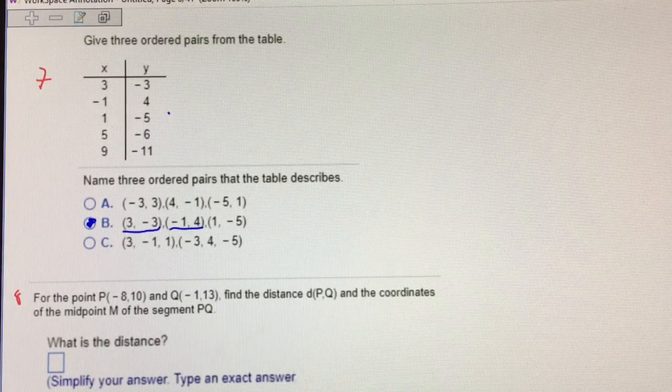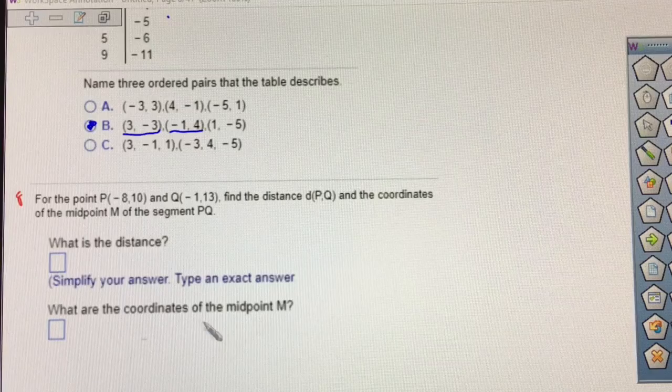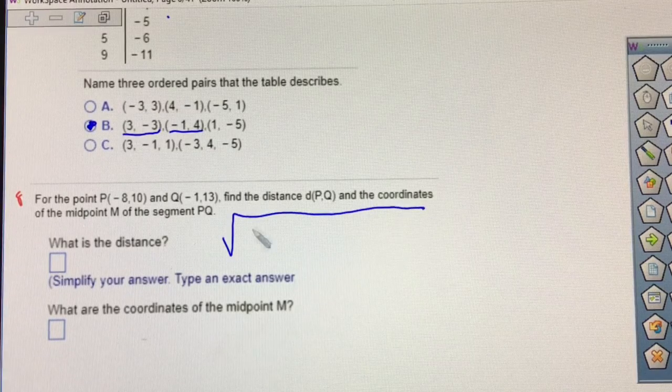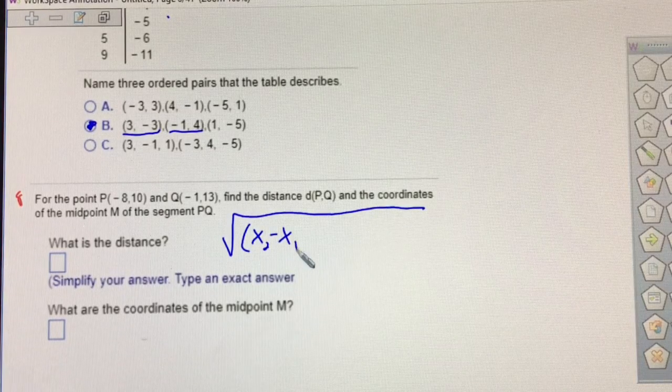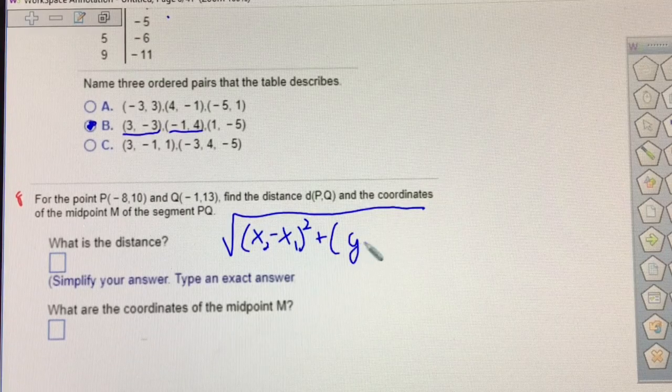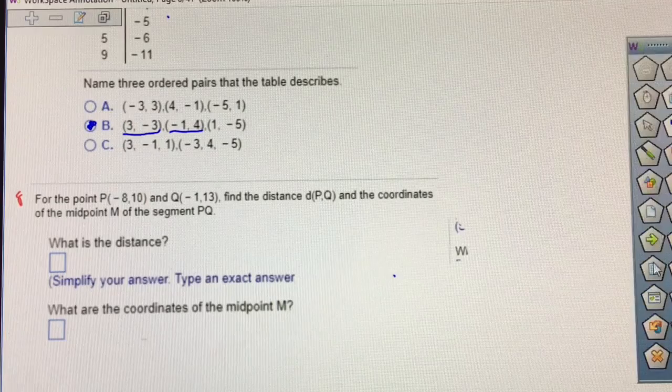This one here, number 8, that's the distance and the midpoint. The distance formula is going to be the difference of the x's squared plus the difference of the y's, sort of like the slope formula, squared. Let's see.